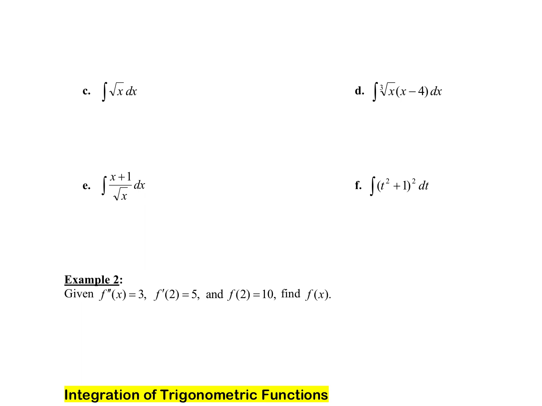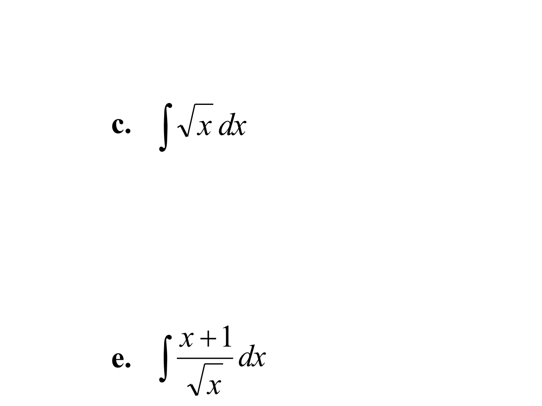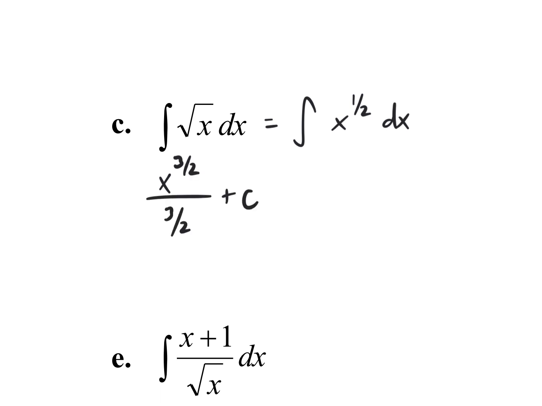All right, so example C here. Let's rewrite that in terms of an exponent that we can add 1 to. So this is the same thing as the integral of x to the 1/2 power. So go ahead and take the integral of x to the 1/2 power. Did we all get x to the 3/2 power divided by 3/2 plus c? Could I rewrite that so it's not a fraction and a fraction? Could I rewrite it as 2/3 x to the 3/2 plus c?